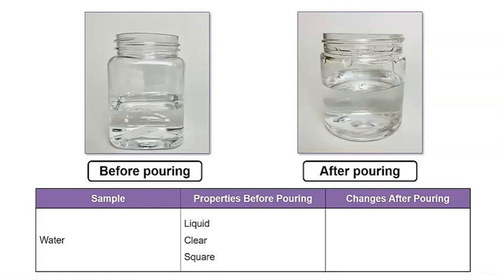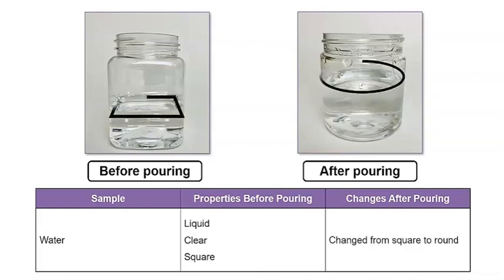Do you notice a change after pouring? Yes, the water changed from square to round, but the water is still clear and it is still a liquid.